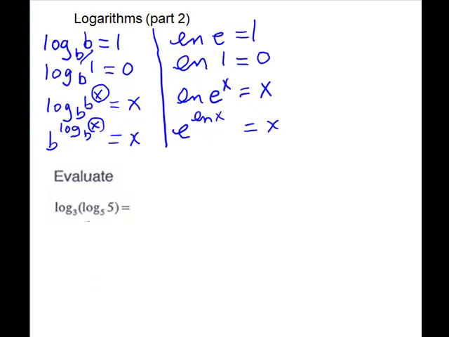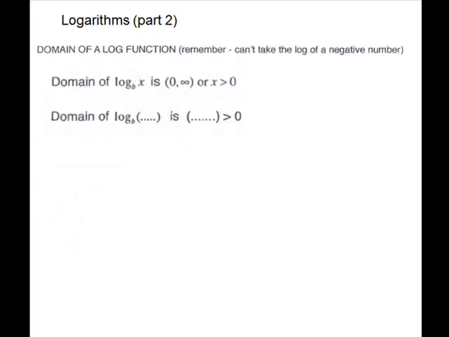Next, we're going to evaluate the log base 3 of log base 5 of 5. So again, we will work from the inside out. So we will do log base 5 of 5. That's our first property. The log base b of b is equal to 1. So this is 1. So the log base 3 of 1. The log of any base of 1 is 0. So for the entire expression, the answer is 0.